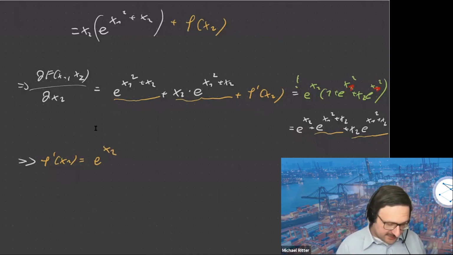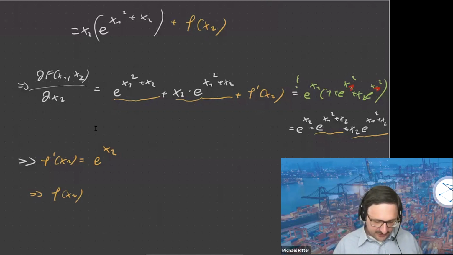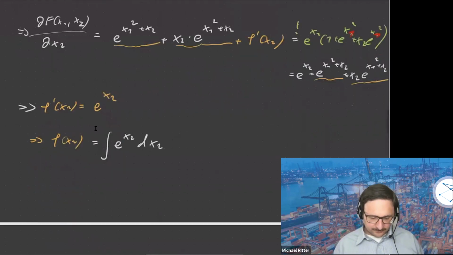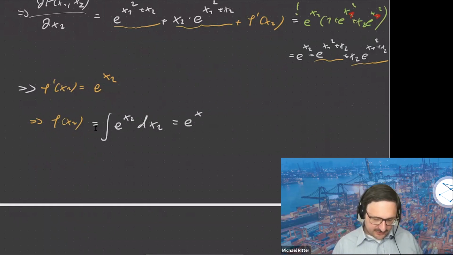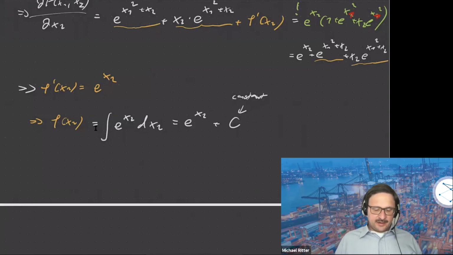And that in turn means we can determine phi of x2 is then the same thing as the integral of e to the x2 dx2. And of course, that is e to the x2 plus some constant, c. So that's some arbitrary constant. And that means we have determined the last part of our function f.